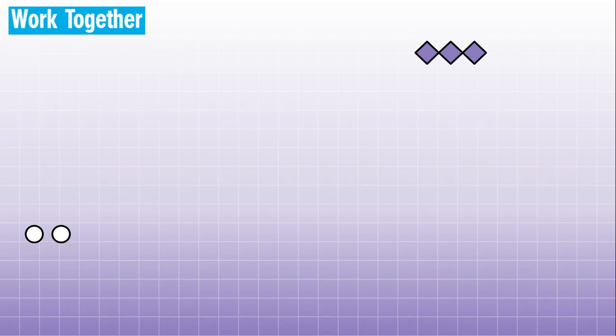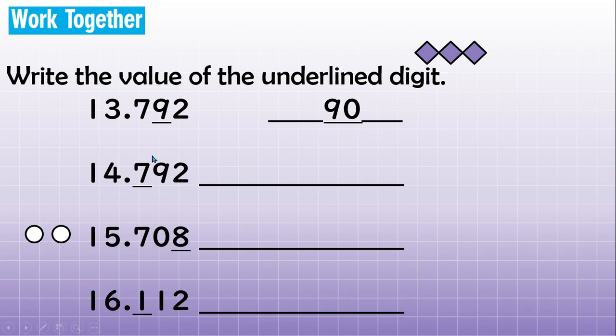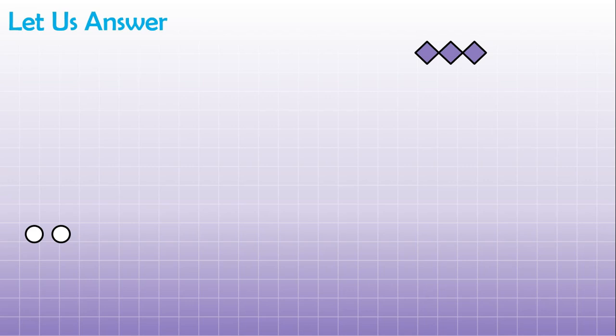Very good. Next, write the value of the underlined digit. Okay, so we're just going to write. If it's ones, just write the number itself. If it's tens, you're going to add 1 zero. If it's in the hundreds place value, copy the number and then add 2 zeros. So for number 14, we have 792 and the underlined digit is 7. So that will be 700. Number 15, 708. The underlined digit is 8. The answer is 8. Very good. For number 16, we have 112. The underlined digit is 1. The answer is 100. Very good.